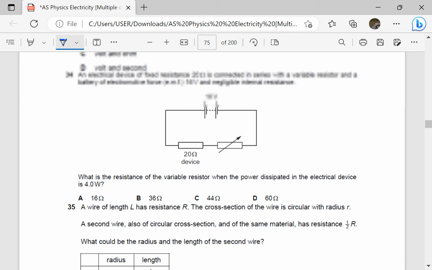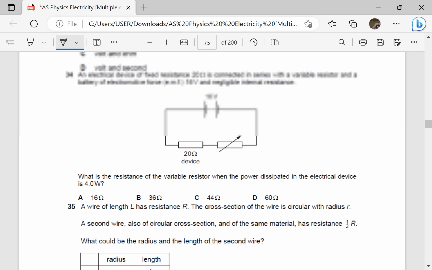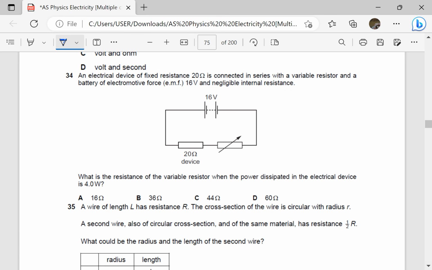An electrical device of fixed resistance 20 ohms is connected in series with a variable resistor and a battery of e.m.f. 16 volts and negligible internal resistance. What is the resistance of the variable resistor when the power dissipated in the electrical device is 4 watts?